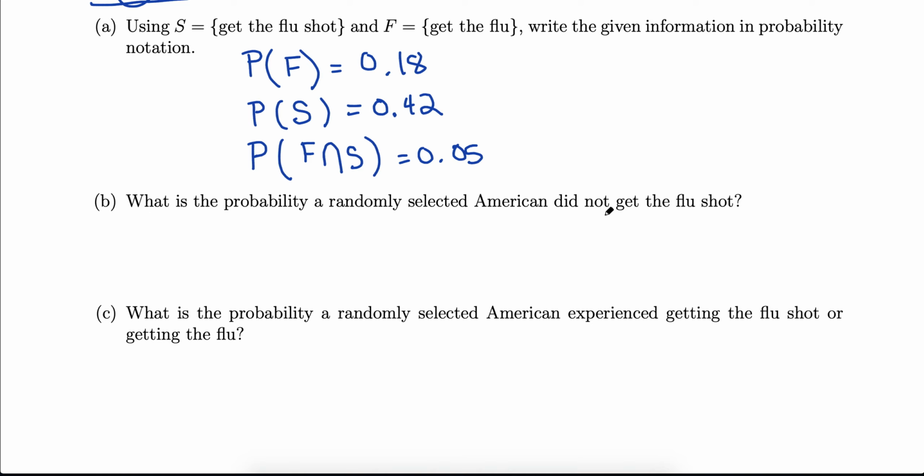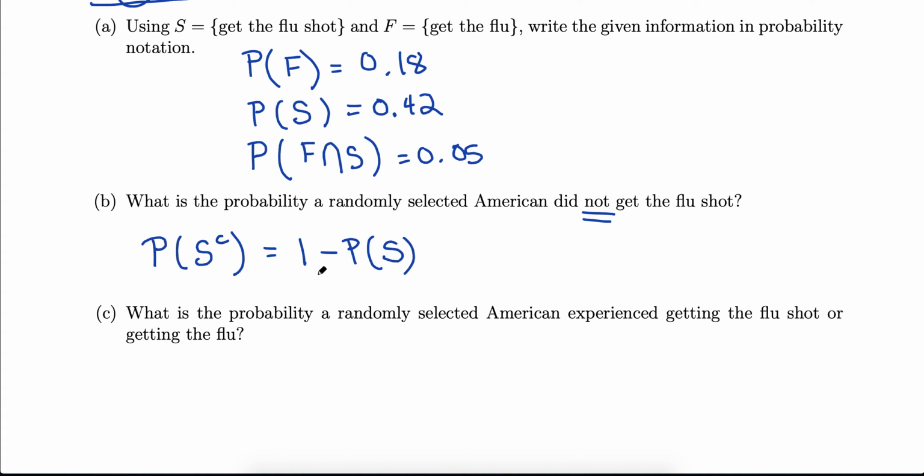Part B, what's the probability someone did not get the flu shot? So there's our key word, probability they did not get the flu shot. So remember our notation. We're going to use that superscript C to denote the complement. So probability they did not get the shot is 1 minus the probability they did get the shot.